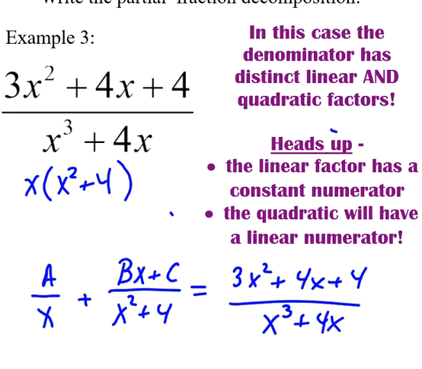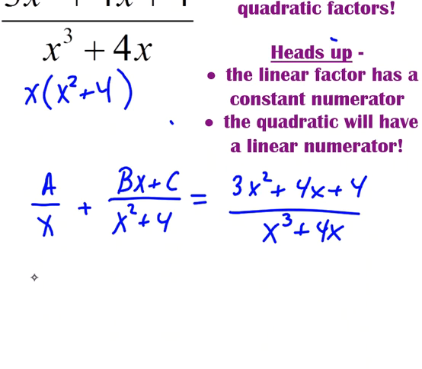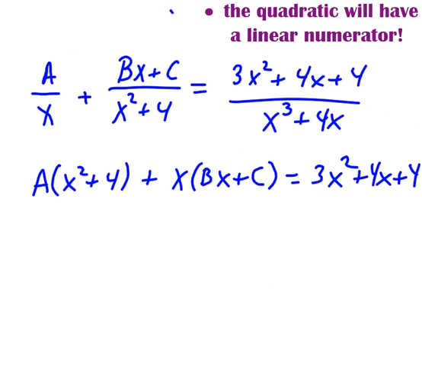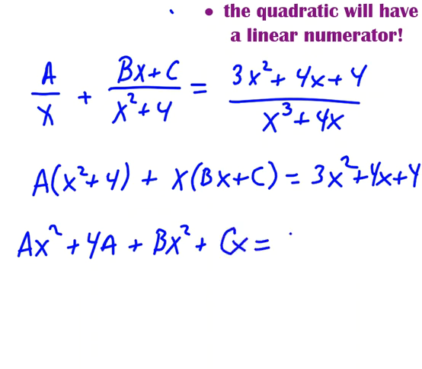Now I'll do the same thing. I'll multiply by the quantity x squared plus 4. And I'm going to have A(x squared plus 4) plus x times (Bx plus C) equal to 3x squared plus 4x plus 4. Now the dilemma here is there is no real number that will eliminate x squared plus 4. So instead, this time I'm going to distribute. I'll have Ax squared plus 4A plus Bx squared plus Cx is equal to 3x squared plus 4x plus 4.